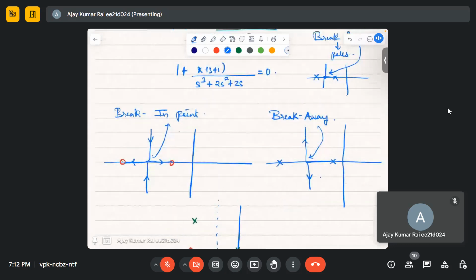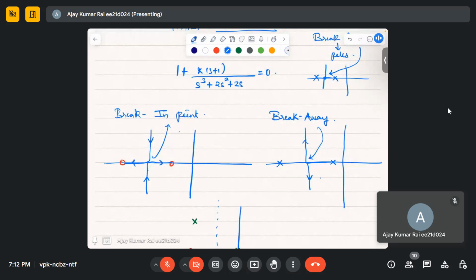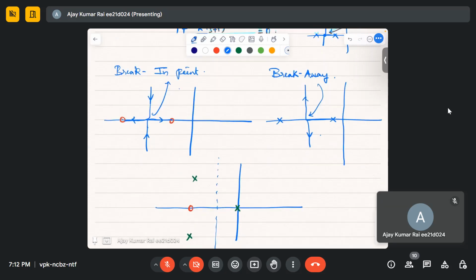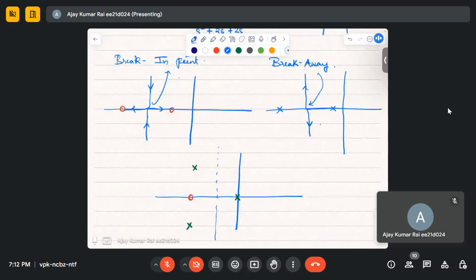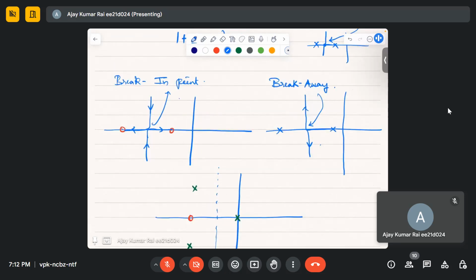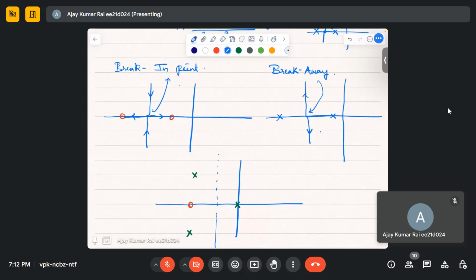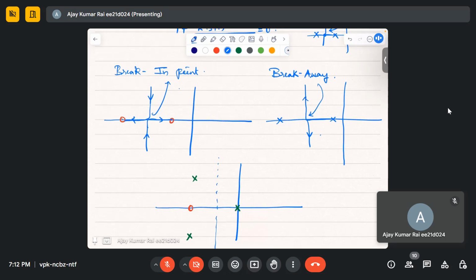So what can you say just by looking at the above two examples here? Break-in points mean what? Two open loop zeros are existing on the real axis and the root locus is coming in. Okay, so what can you say here? One open loop pole and one open loop zero is there. So is it matching with the above two graphs that you're seeing here? You just see. Okay, so this will always be the condition for break-in points and breakaway points.